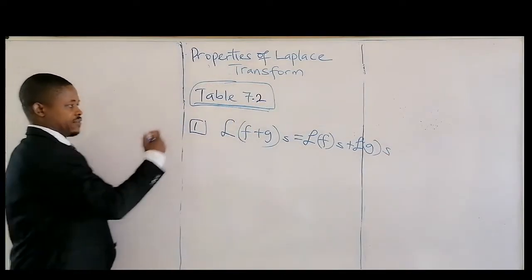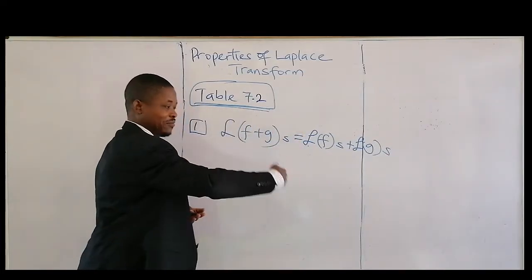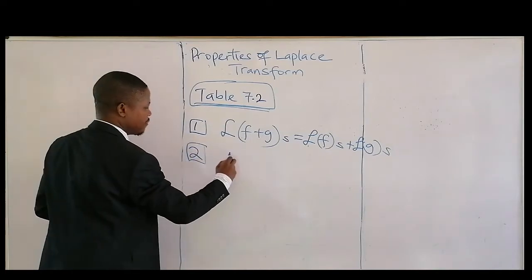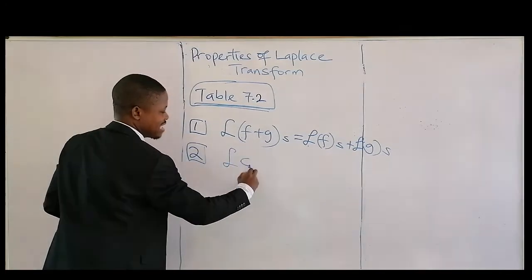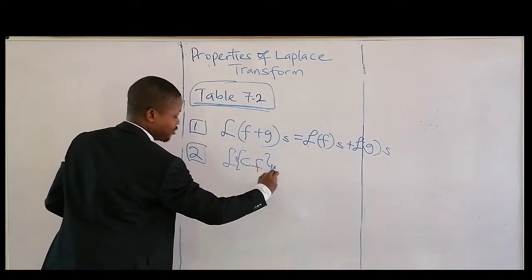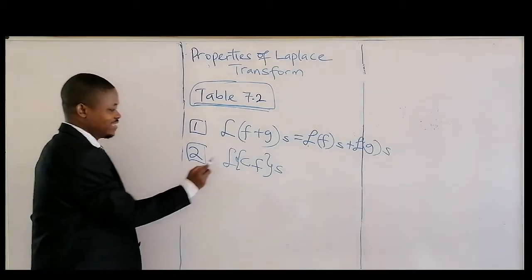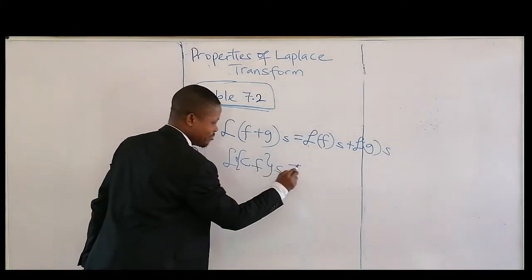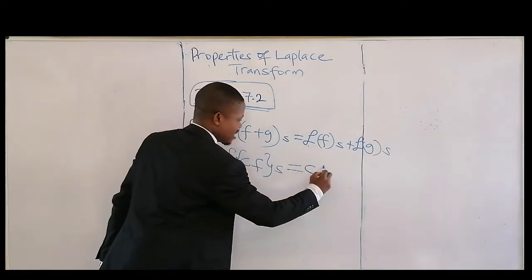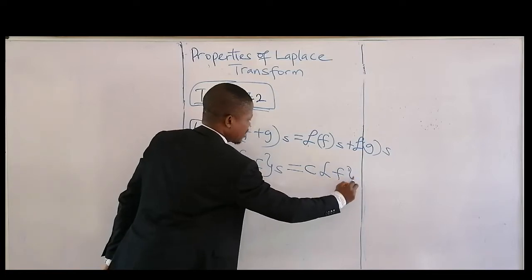So that's the first one. When you have the Laplace of a sum of functions, it's going to be the Laplace of the respective functions. Number two, Laplace of a constant times your function. Don't forget to put your s domain. This is just a constant. What this property is saying is that this constant will come outside the Laplace. So you have c times Laplace of f.